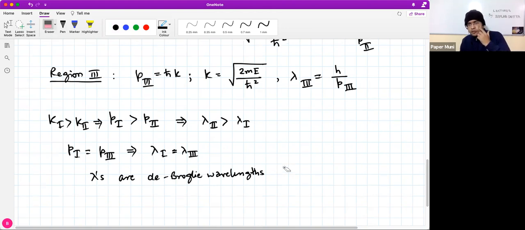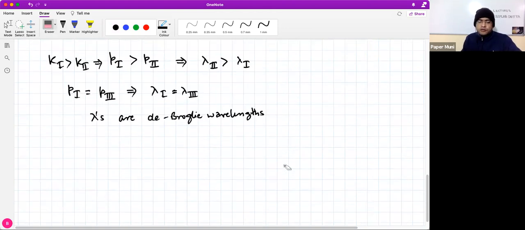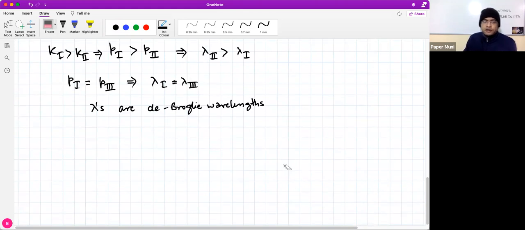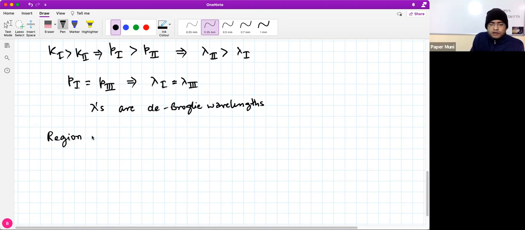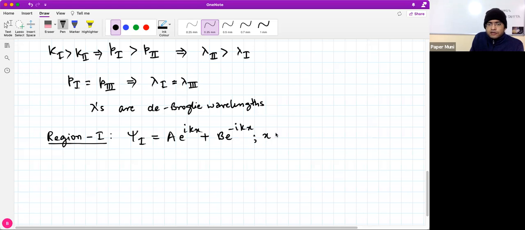So in this case, now we'll write down the wave functions. I had already drawn it and spoken about it, but let's finally write it down. So this is psi1, which will be A e to the power i kx plus B e to the power minus i kx, and this is for x less than 0.